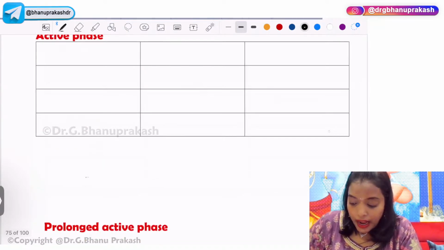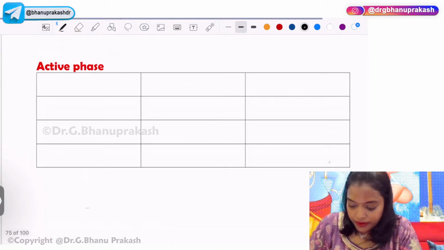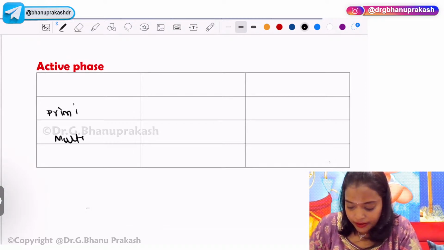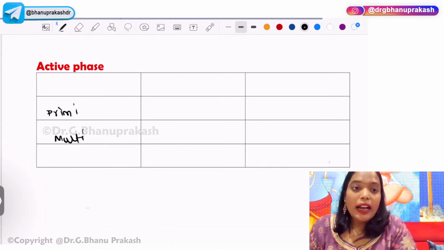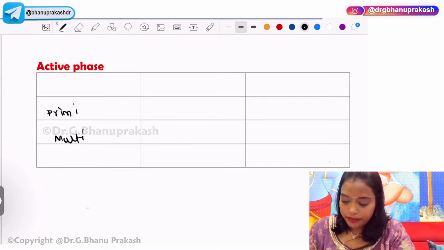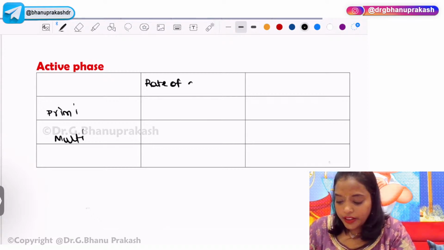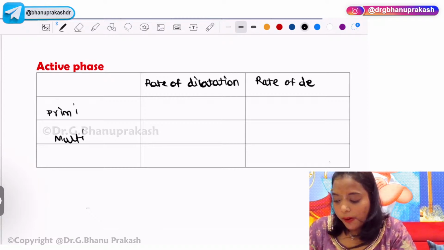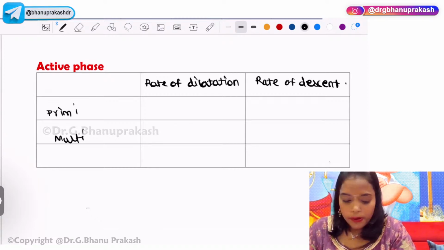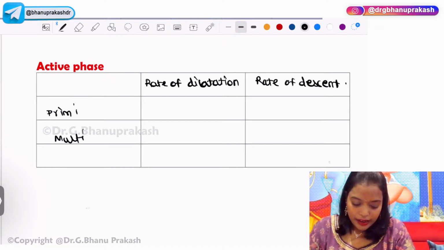Okay. Active phase. Again, primary, multi. In active phase, rate of dilatation, rate of descent. Rate of dilatation and rate of descent.